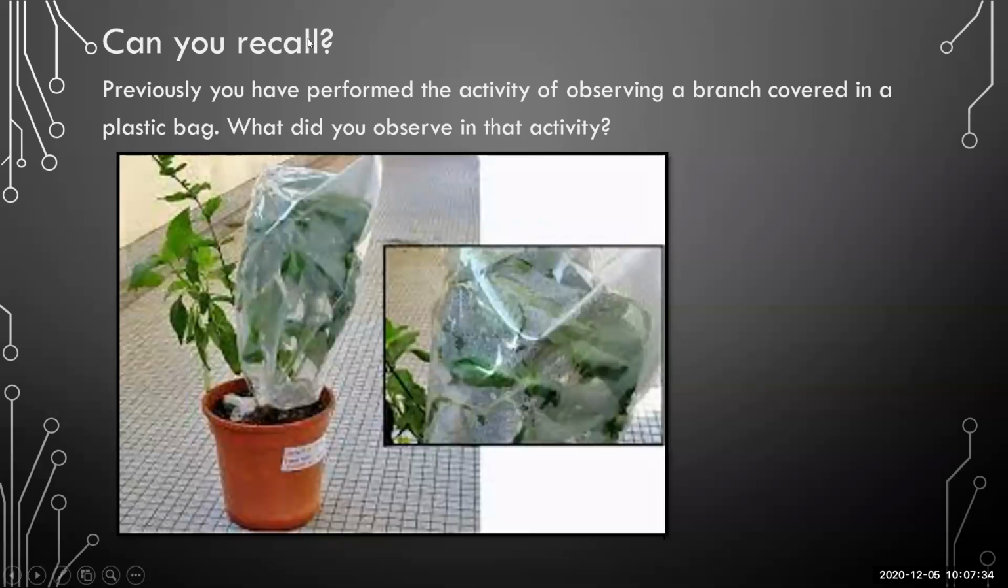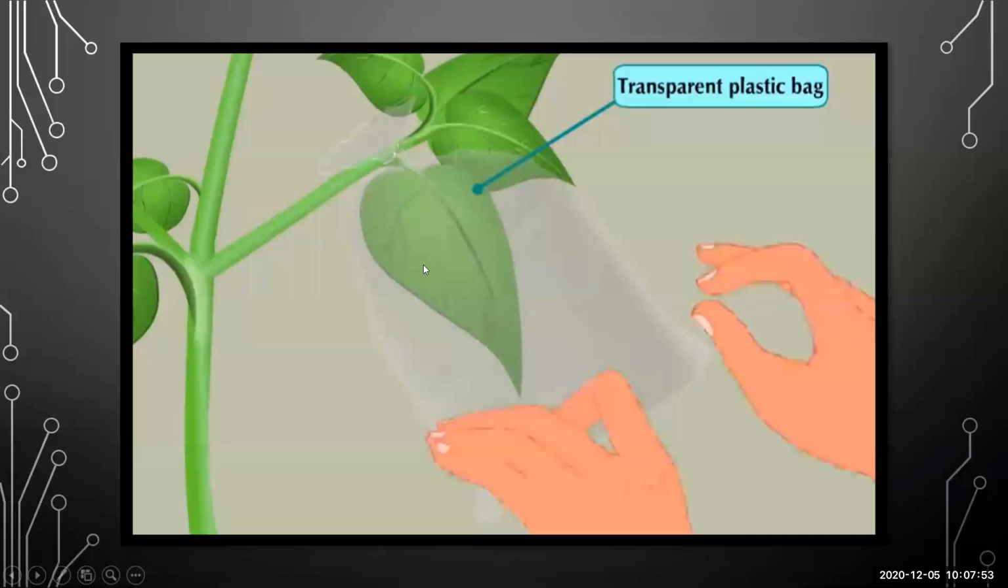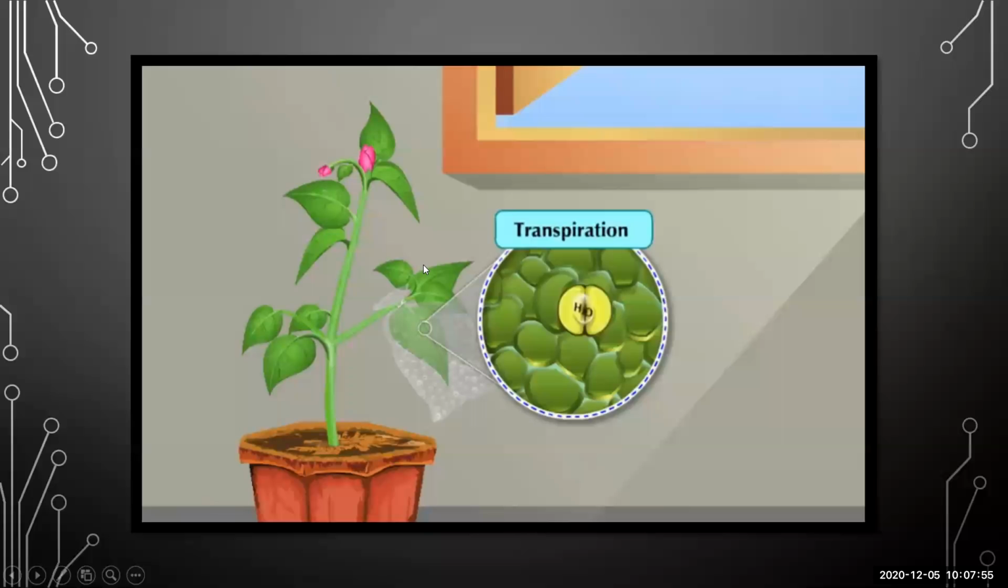Now, previously you performed the activity of observing a branch covered in a plastic bag. What did you observe in that activity? If we tie a plastic bag to a branch and keep it in the sunlight for 5 to 6 hours and then observe the plastic bag, we will see droplets on the inner surface of the plastic bag. Now, why has this happened?